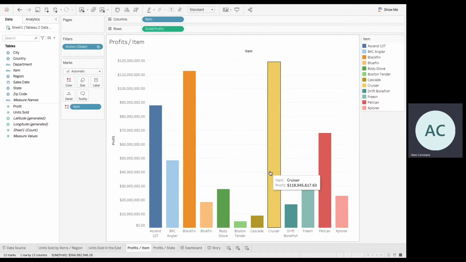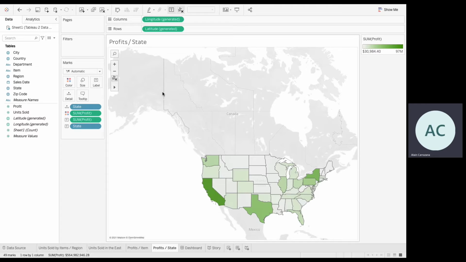So for example, here we can see that the top three items were the cruiser, netting about $118 million in profit. Then second was Blackfin, 112 million. Then the Ascend 12T with about 87 million. So easy to understand and simple. Very cool chart here. So on the next page is the map.